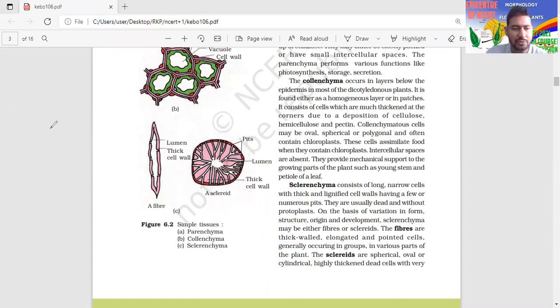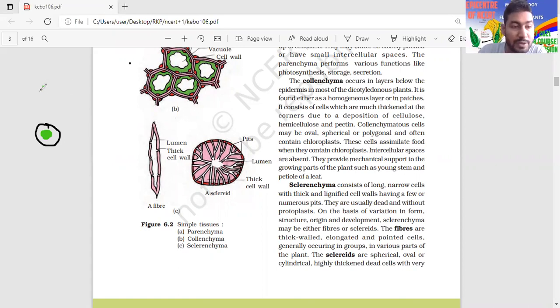If you see the sclerenchyma cell, in every cell there is a cell wall. And one more important property: this cell is always a dead cell, totally dead. Inside they may have protoplasm, but the protoplasm is not alive, it is totally dry. This is sclerenchyma.